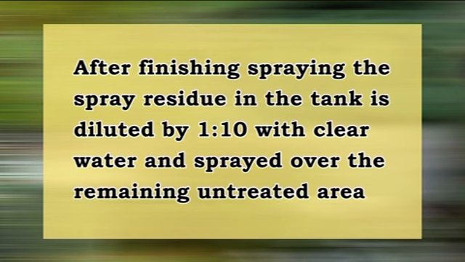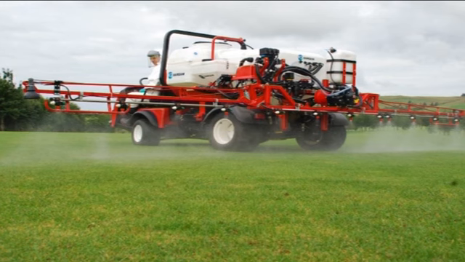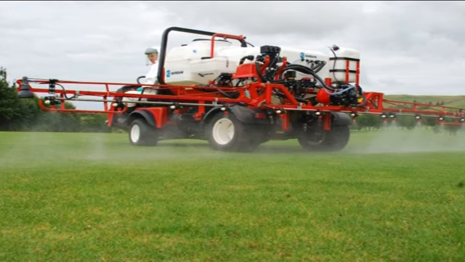After finishing spraying, the spray residue in the tank is diluted by 1:10 with clear water and sprayed over the remaining untreated area. In the case of tractor operated sprayers, the water should also be used to clean the tank from inside. Small residues which have been repeatedly diluted may be left in the tank and applied with a later spray if this is compatible with the product being used. The outside of the sprayer should be cleaned somewhere in the field that is treated.